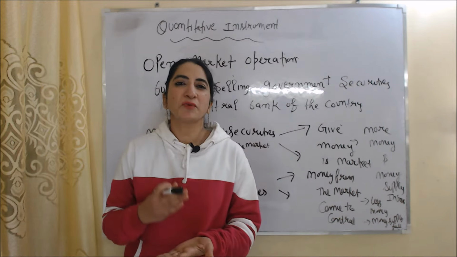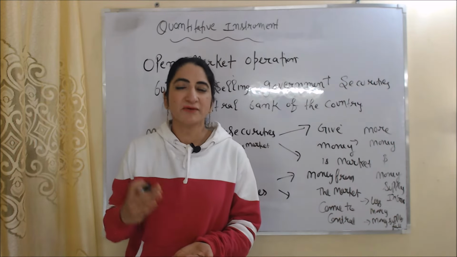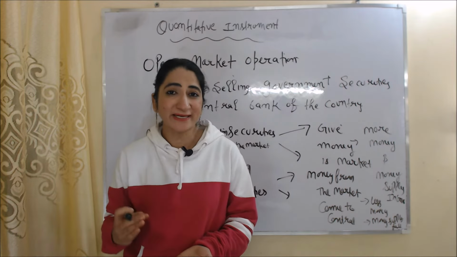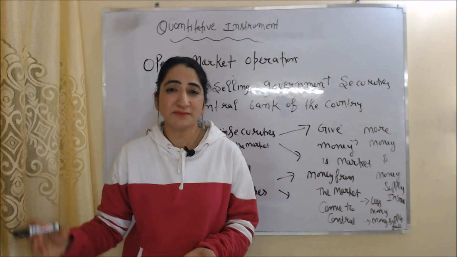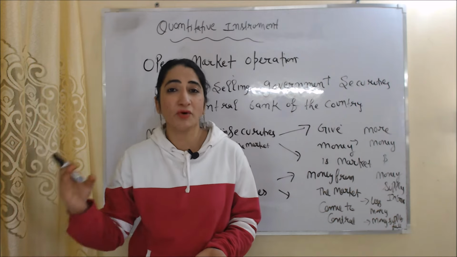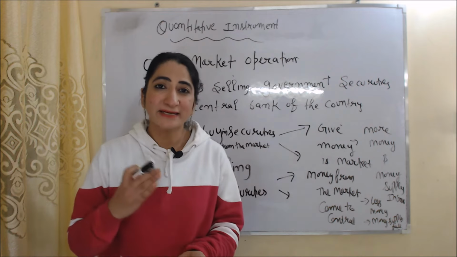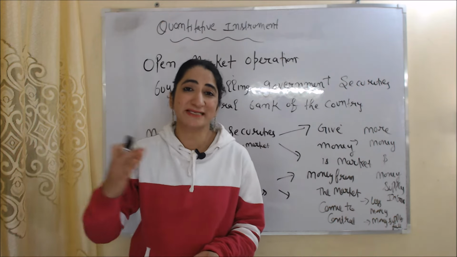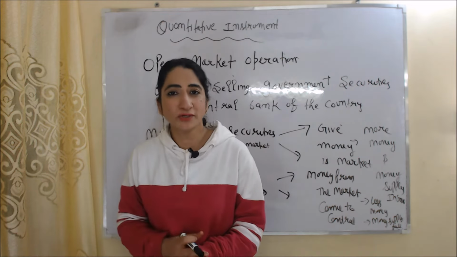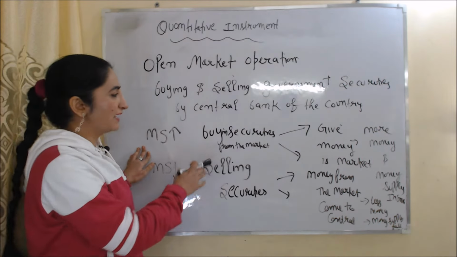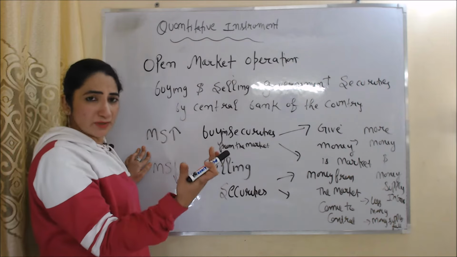Now we are going to talk about the next quantitative instrument. It is called open market operation. Open market operation means buying and selling government securities by central bank of the country in order to control money supply. For example, if central bank wants to increase money supply, it starts buying securities from the market.